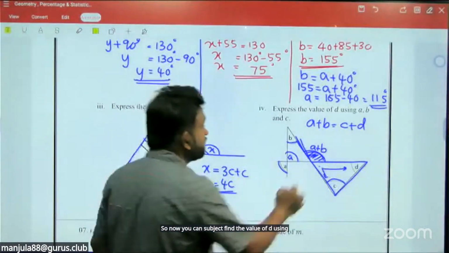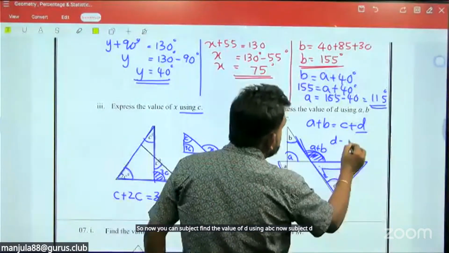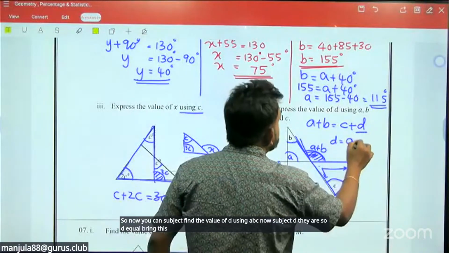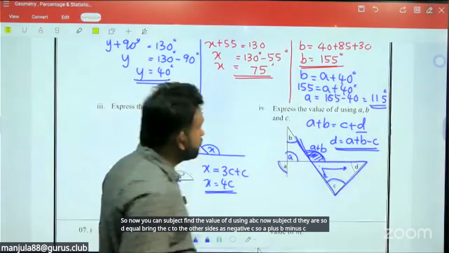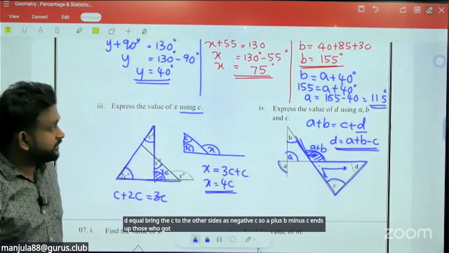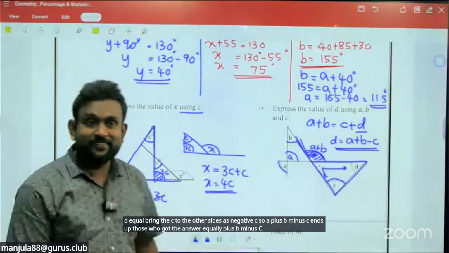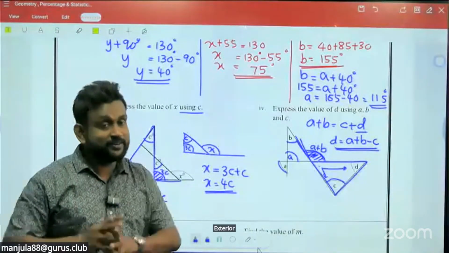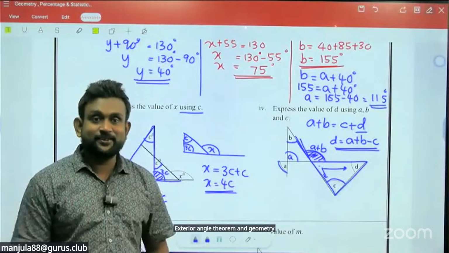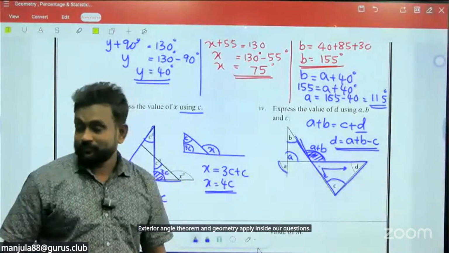Now make D the subject. So D equals, bring this C to the other side as negative C, so A plus B minus C. Hands up those who got the answer. D equals A plus B minus C. The exterior angle theorem in geometry applies inside our questions, right?